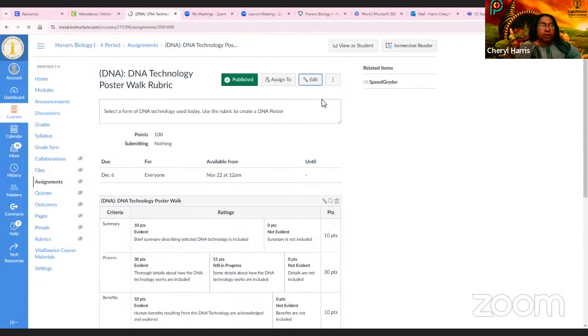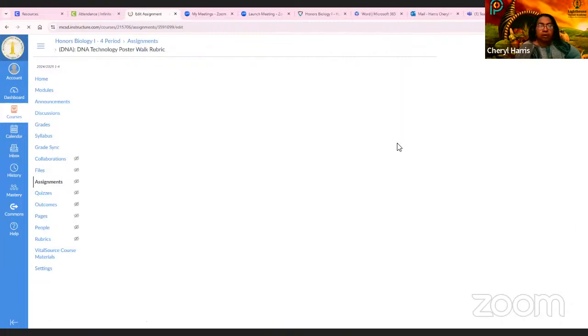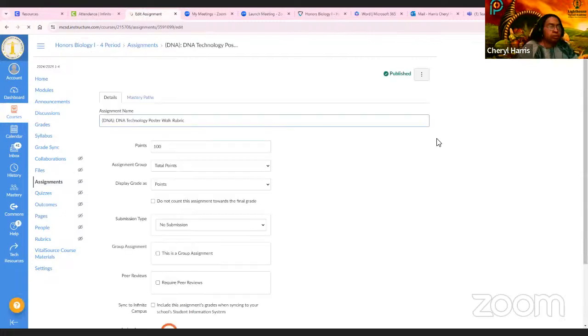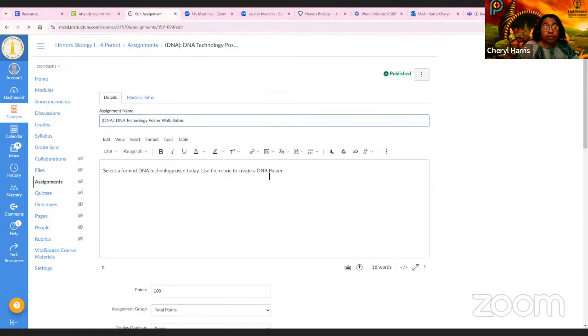Let's make that. Okay, we're not going to just have a poster. We're going to do Google Slides. It should be, and your, okay, use the rubric to create a DNA.